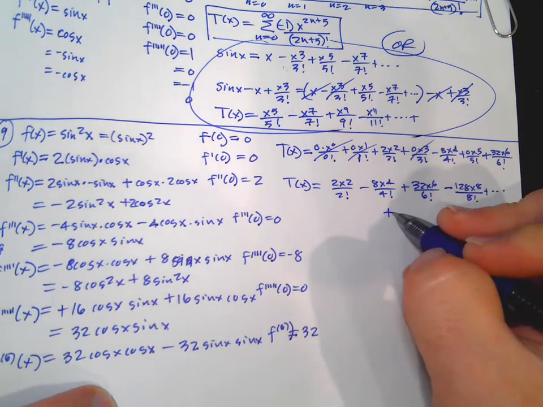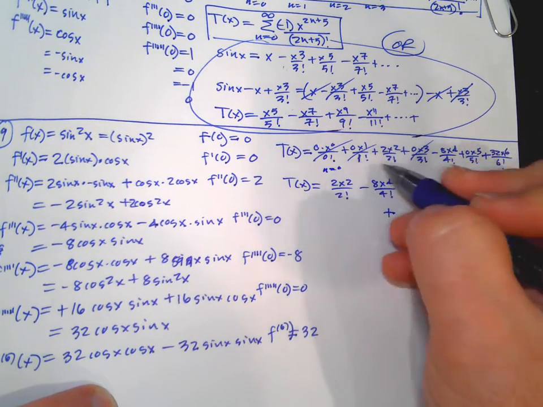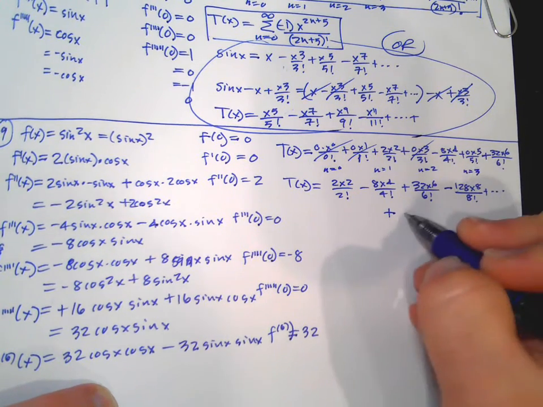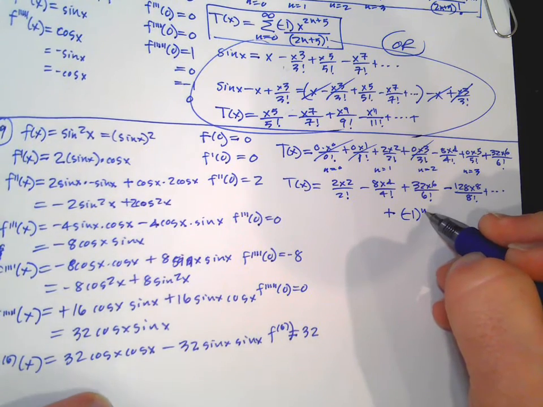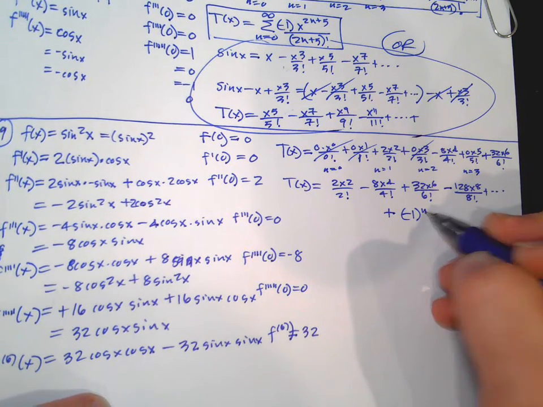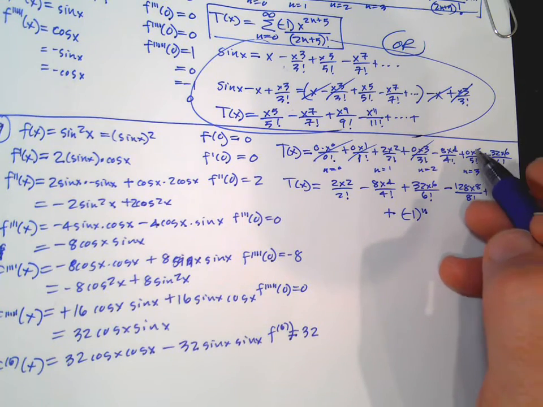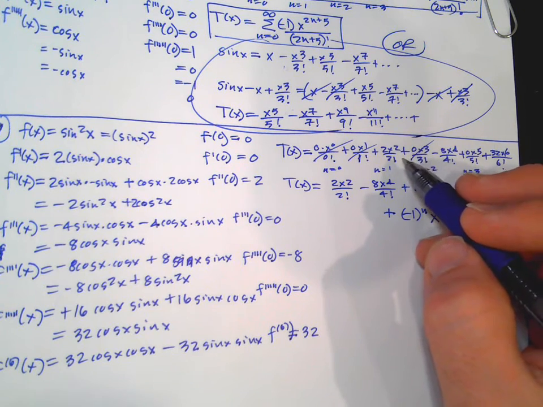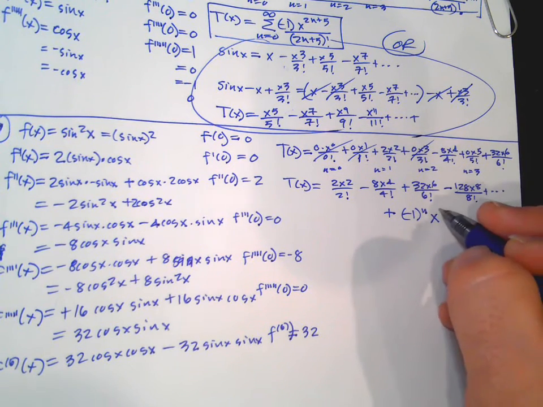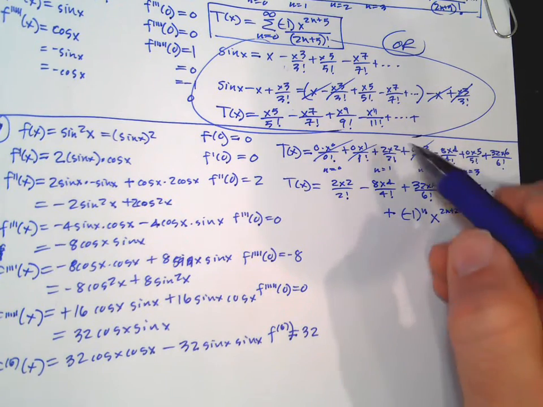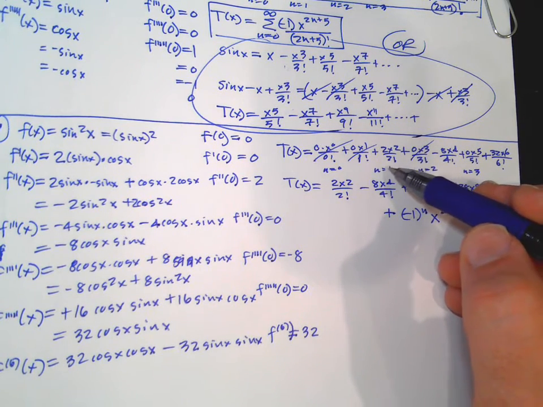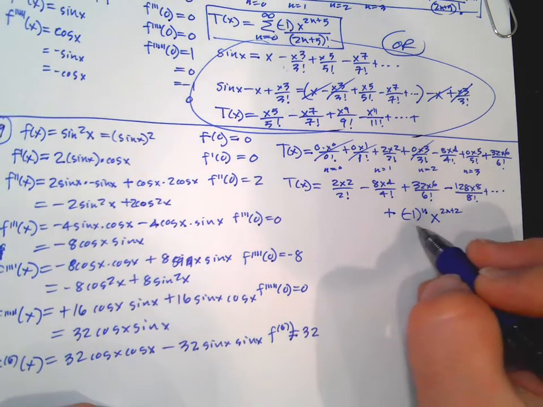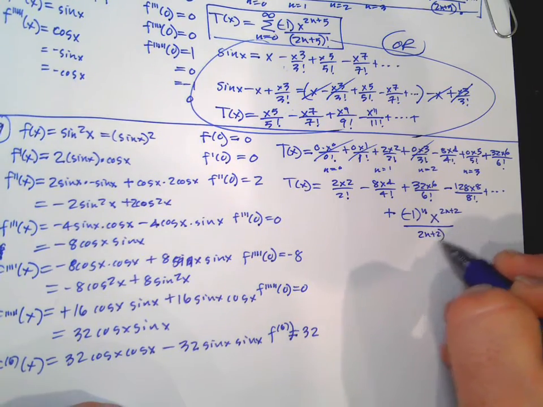And so the nth term, if we start at n equals 0, n equals 1, n equals 2, n equals 3. So there's an alternating part, negative 1 to the n. And then it's going to be x to the 2n plus 2. Right? 2 times 0 plus 2 is 2, 2 times 1 is 2 plus 2 is 4, 2 times 2 is 4 plus 2 is 6, 2 times 3. Okay, so that looks good. Over 2n plus 2 factorial.